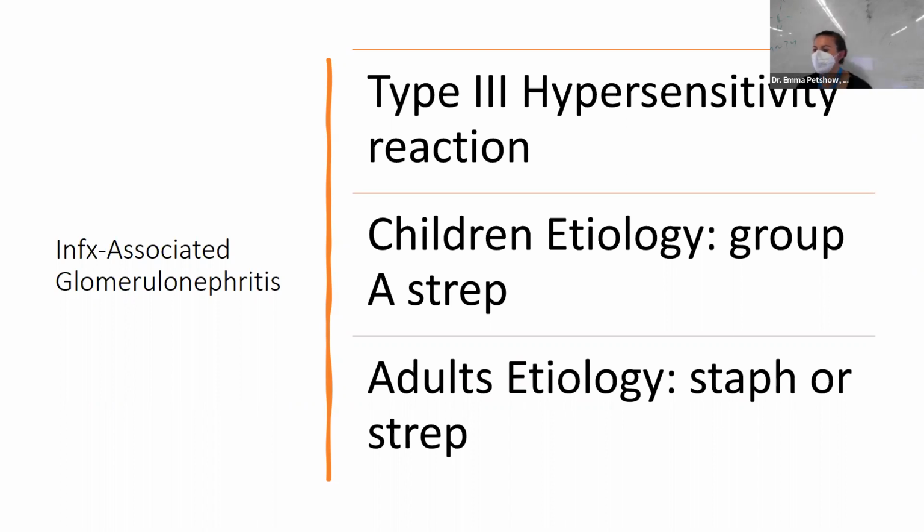Not for IgA nephropathy, but yes, for infection-associated glomerulonephritis, it's a type 3 hypersensitivity reaction. If you remember, as a reminder for myself, type 3 is hypersensitivity reactions or formation of those antigen-antibody complexes, those immune complexes that can stick and muck up different parts of the tissue.